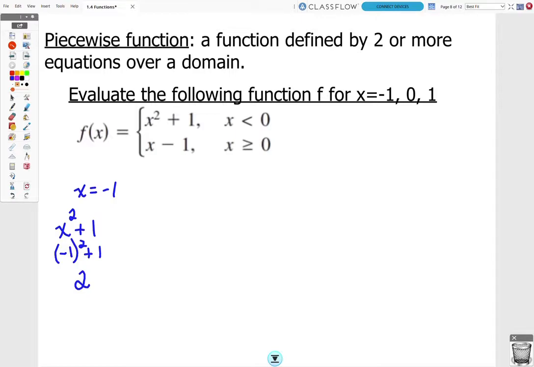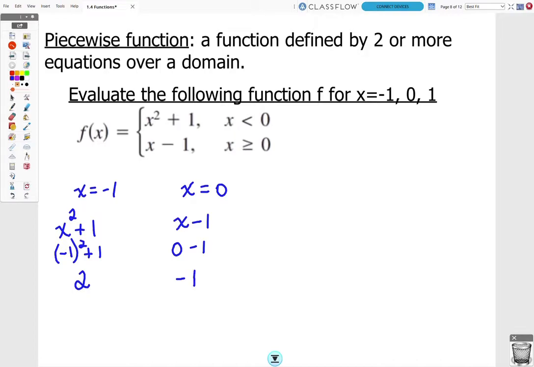Next, we have 0. Now this one's tricky. When x is equal to 0, both of those talk about 0, but which function is it defined for? Which one of those two pieces of my function can I use x equals 0 for? That would be the bottom one. So when x is equal to 0, I can only use x minus 1. That means 0 minus 1, so when x is equal to 0, my function value is -1.